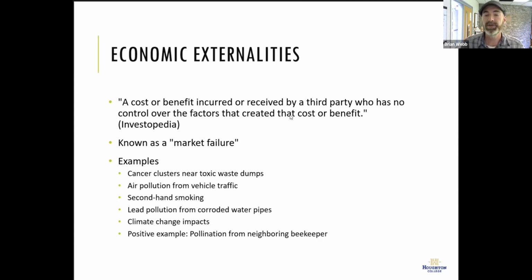Secondhand smoking, for example. If a child grows up in a home where someone smokes, that child has no say over whether they smoke or not, and yet they are going to suffer the consequences of that in their own lungs. Lead pollution from corroded water pipes, climate change impacts. There are some positive examples. There's a lot more negative than positive examples. But let's say if you own an orchard, your neighbor owns an apiary, then you're going to benefit from that apiary through pollination. So there's some positive examples.